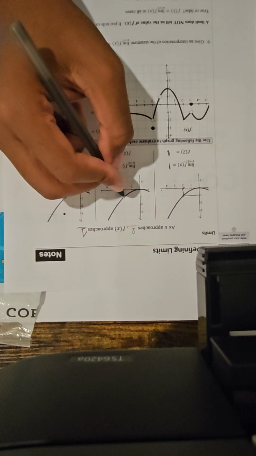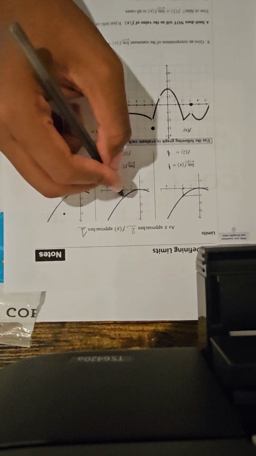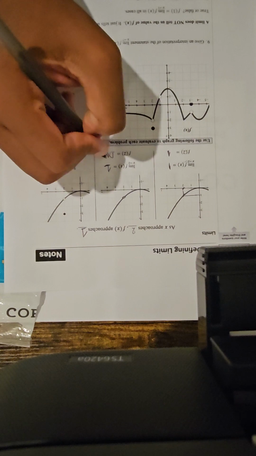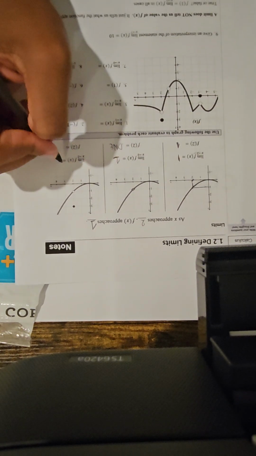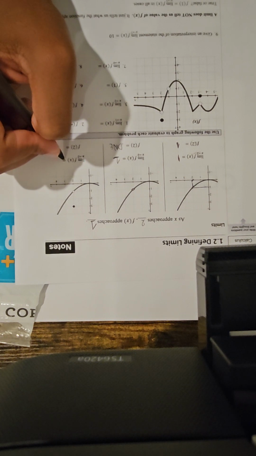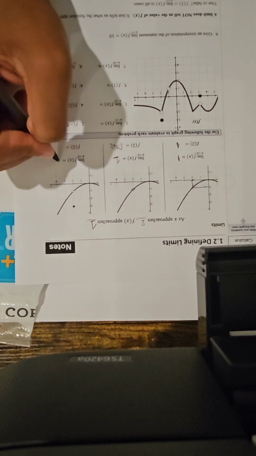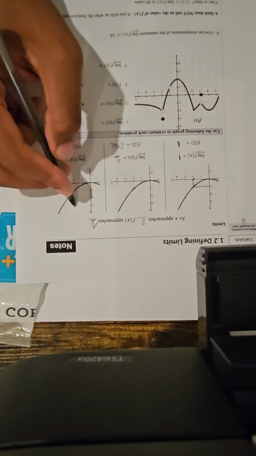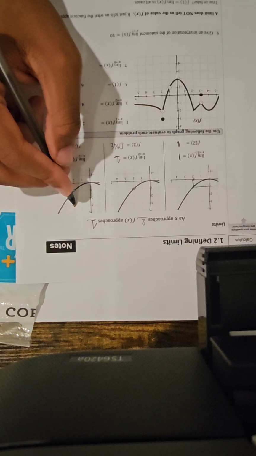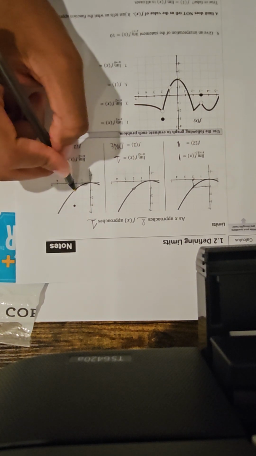But the limit of f of x as x approaches 2 is still going to be 1. But this time, since there's a hole there, f of 2 does not exist. And for this one, as x approaches 2, it's still going to be the same thing, f of x is 1. And then this, it's not a hole, it's a jump discontinuity at 3. So f of 2 would be 3.